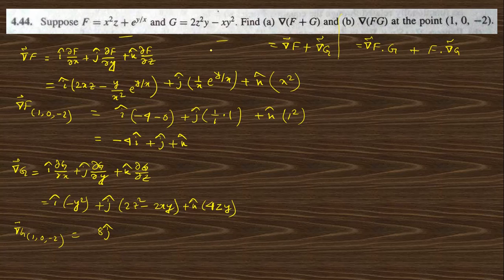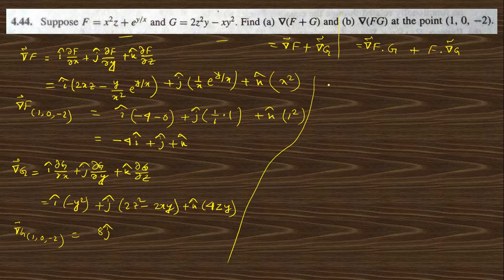Is there anything wrong with respect to y? So this is 0, right? Okay, is there anything wrong? Grad g is 8 j cap. Okay, so now we can find for question A.